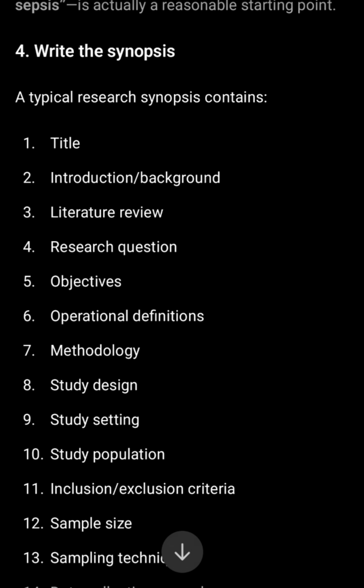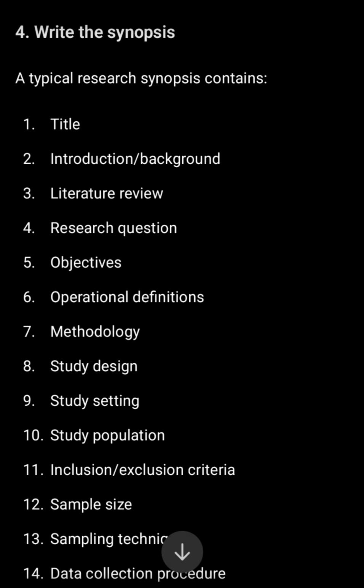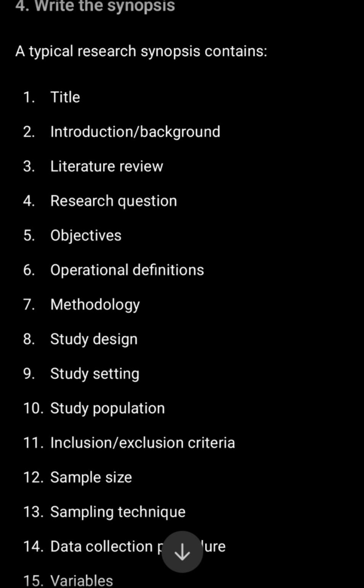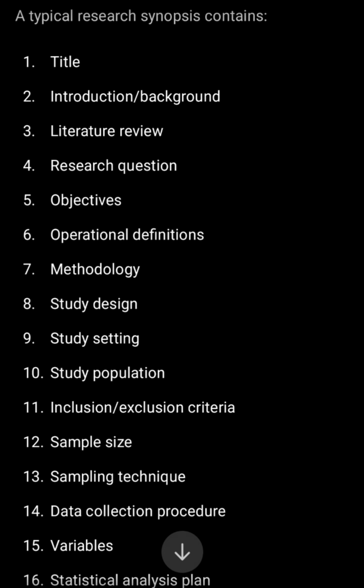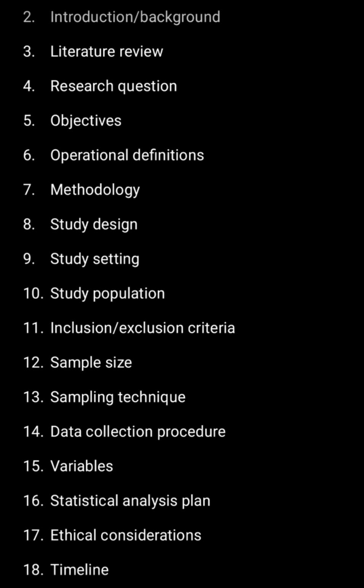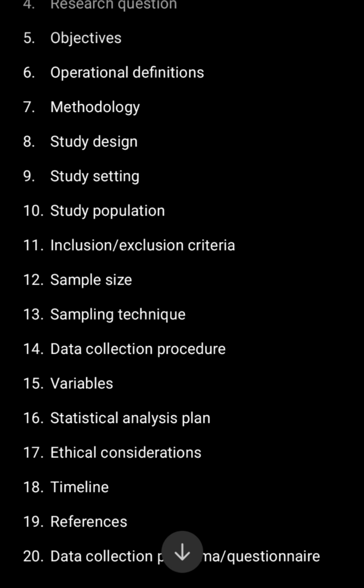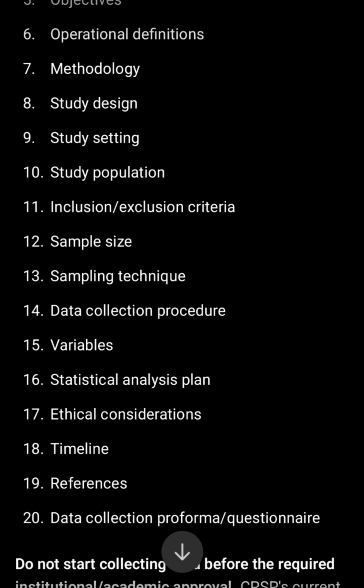Write the synopsis. A typical research synopsis contains title, introduction or background, literature review, research question, objectives, operational definitions, methodology, study design, study setting, study population, inclusion or exclusion criteria, sample size, sampling technique, data collection procedure, variables, statistical analysis plan, ethical considerations, timeline, references, data collection proforma or questionnaire.